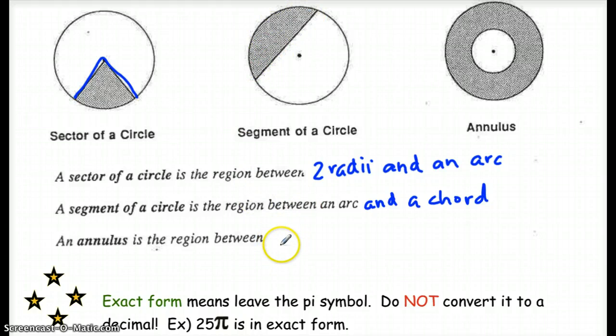And an annulus is the region between two concentric circles. The informal name for an annulus is just a ring.